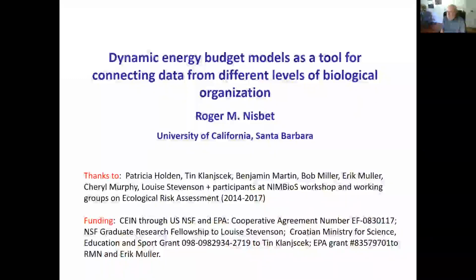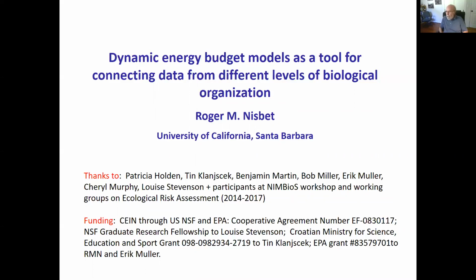My name is Roger Nisbet, and I'm going to give a presentation on one particular tool for modeling that is being increasingly used across a range of potential applications, so-called dynamic energy budget models. Specifically, this presentation is going to focus on the use of these dynamic energy budget models as a tool for connecting data from different levels of biological organization.